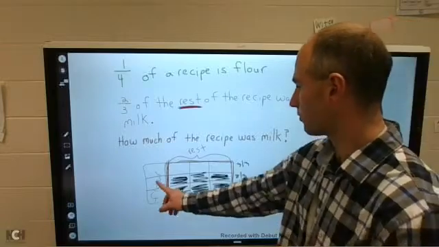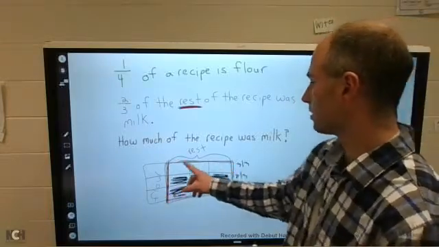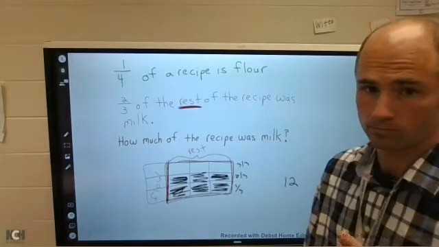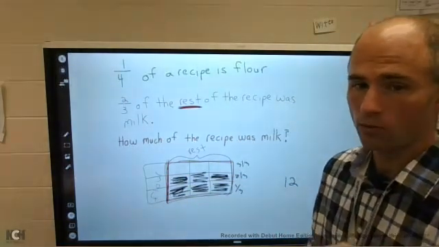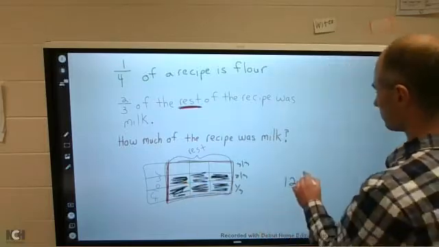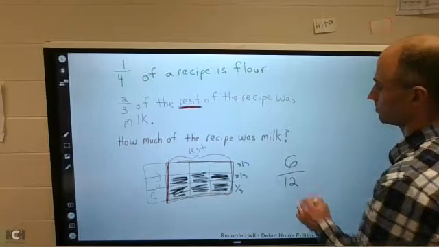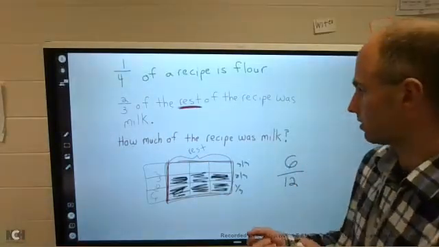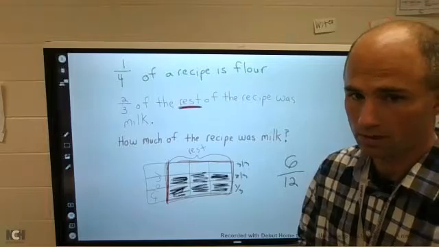1, 2, 3, 4, 5, 6, 7, 8, 9, 10, 11, 12. 12 being my denominator. How many were shaded in? 1, 2, 3, 4, 5, 6. So 6/12 of the recipe was milk.